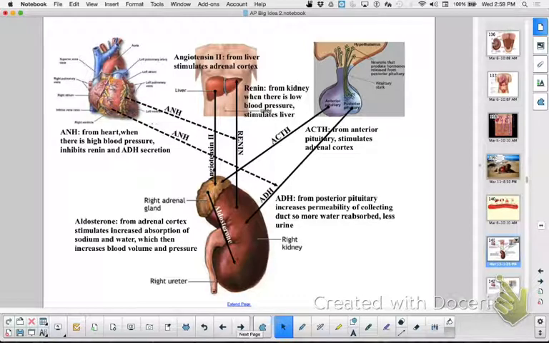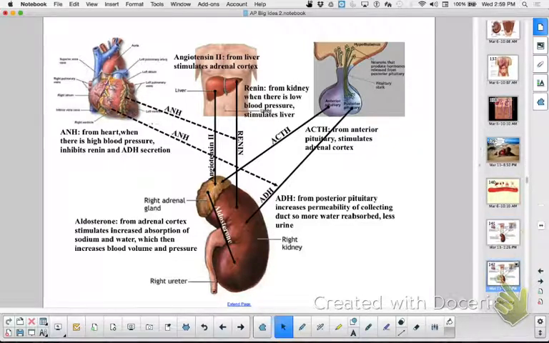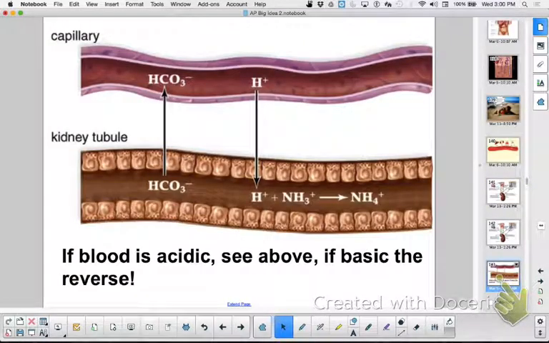Okay, and conversely, if your blood pressure is too high, remember we talked about the heart secreting ANH, which inhibits both renin and ADH. And I think I have 2 slides on that. And also what the kidneys can do is they can regulate our pH levels with our fluids.